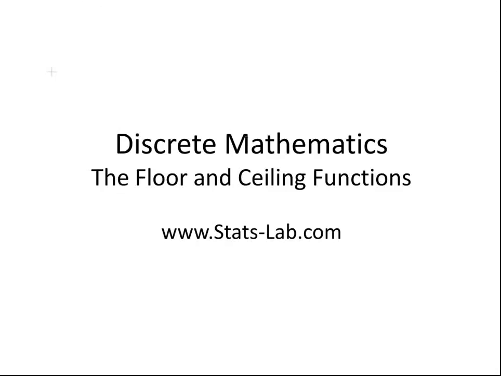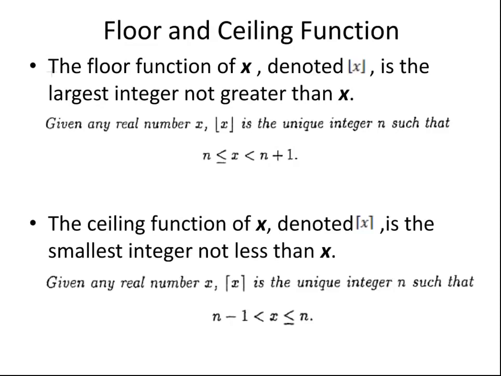In this presentation, we are going to look at the floor and ceiling function. So the floor function of x, which we will denote with this symbol here, a square bracket missing the top component, is the largest integer not greater than x. Given any real number, the floor function is the unique integer n such that n is less than or equal to x.